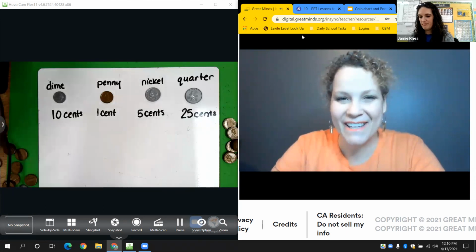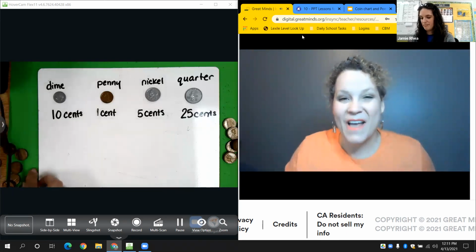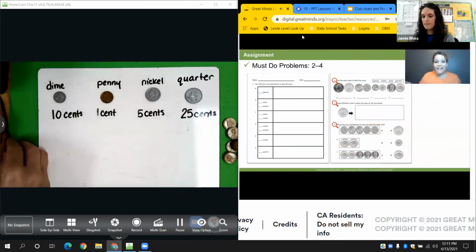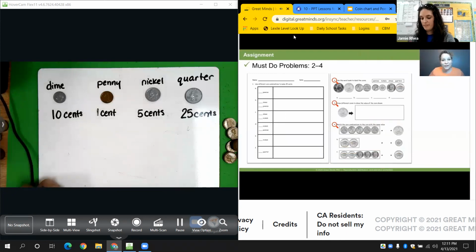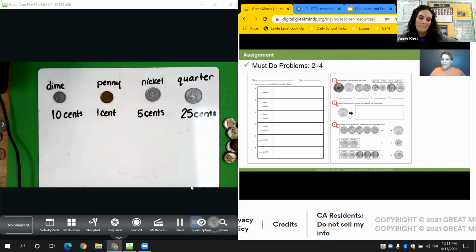Great job, everybody. You learned a new coin today, the quarter. Whoop, whoop. It's time now to practice your new knowledge and skills on the problem set. Your must-do problems are 2 through 4. Do your very best thinking for 10 minutes. And then if there's time left over, do any of the other problems.